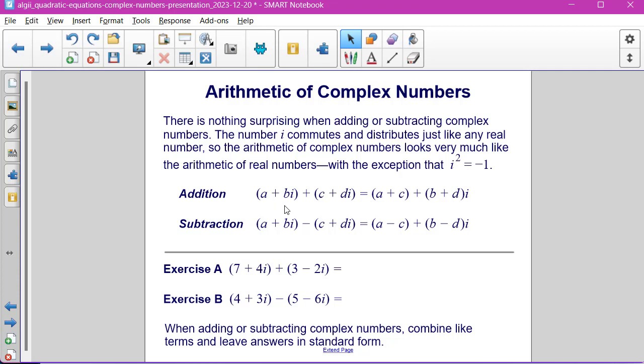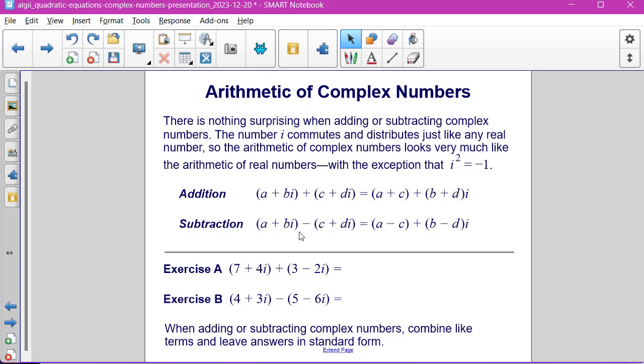So when you're adding, say, a plus bi and c plus di, you would add together the real components a plus c, and then you would add together the imaginary components bi plus di. You can factor an i out of both of those, so that's how we get the coefficient being b plus d, and then you'll have the i afterwards.